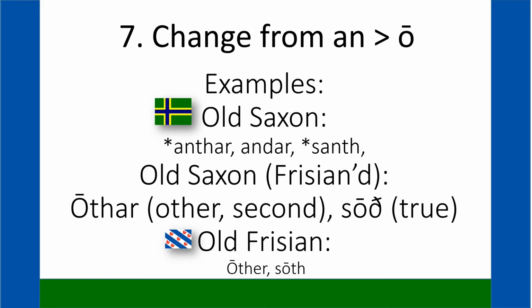And then with the Frisianized Old Saxon, we have odar, and we have soth. So this is really telling, because this could explain why a lot of other words in Old Saxon are spelled the way they are, due to the Frisian influence. And then finally in Old Frisian we have oter and soth. Actually, the S in soth could be pronounced as a Z sound, but let's move on.